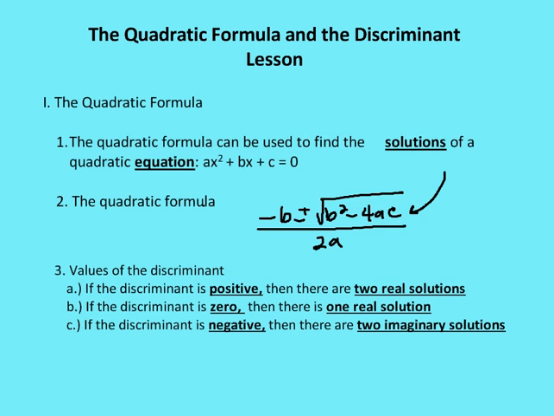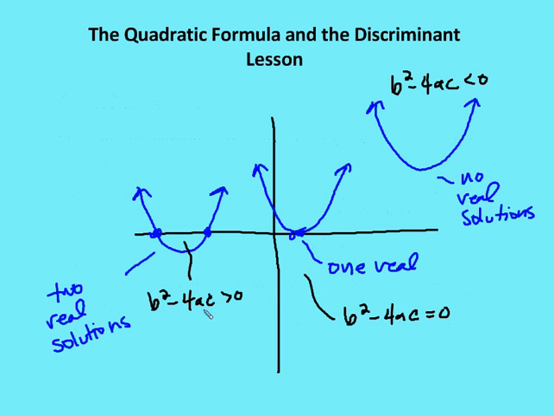So let's talk about what that looks like graphically. If the discriminant b squared minus 4ac is greater than 0, I'm going to end up with two real solutions. What that means is the parabola crosses the x-axis in two locations. It can be a happy parabola here, or it can be a sad parabola, but in both cases it'll cross the x-axis in two locations. Where b squared minus 4ac is equal to 0, I just have one real solution. That one real solution is the vertex of the parabola. It touches the x-axis in just one spot.